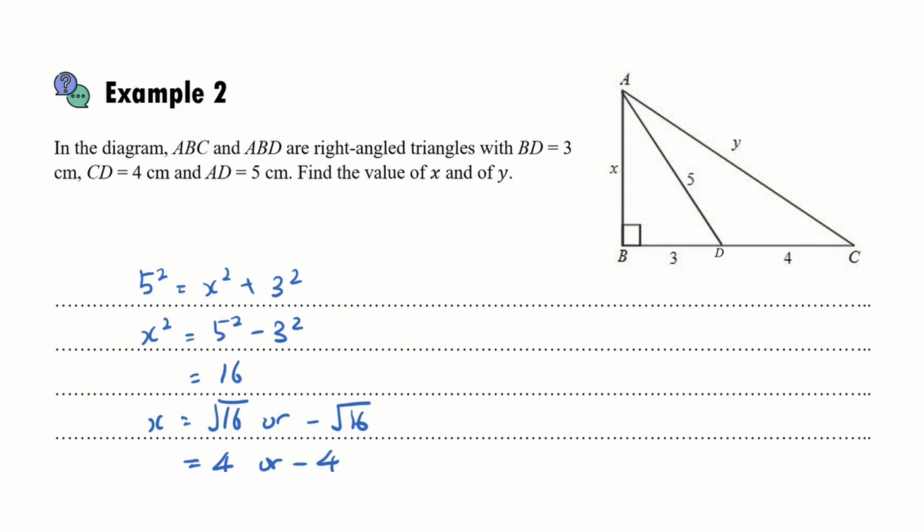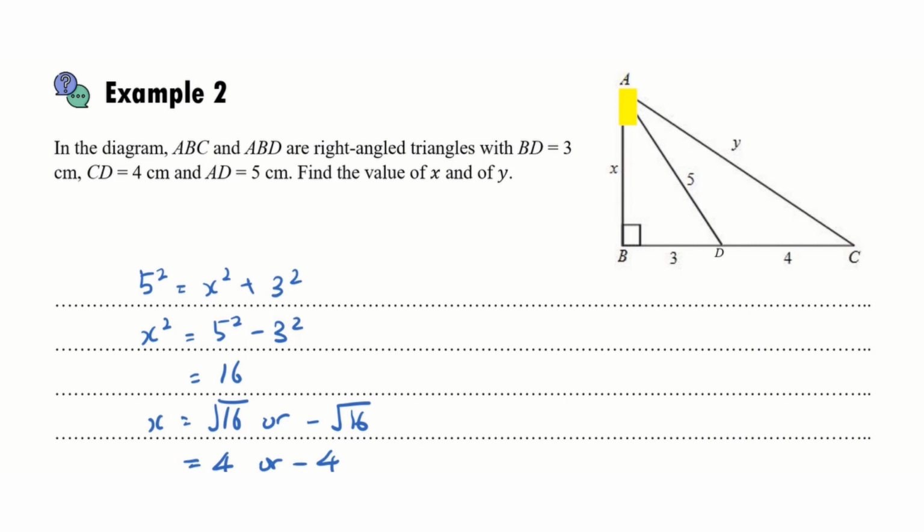Okay, we have now come to the last example that I would like to go through in terms of Pythagoras theorem. So in this question, a diagram is given, a triangle ABC and triangle ABD, where both are right-angled triangles, and BD is 3 cm, CD is 4 cm, AD is 5 cm, and we want to find the value of x and y. To answer this question, we need to identify that there are two right-angled triangles.